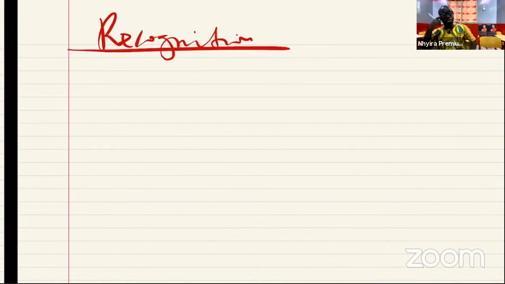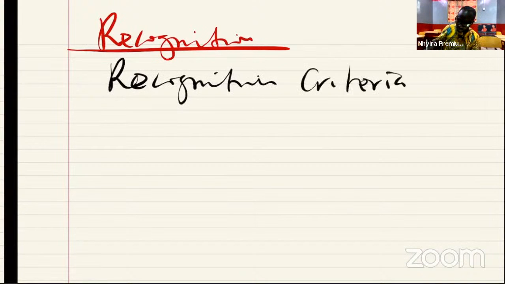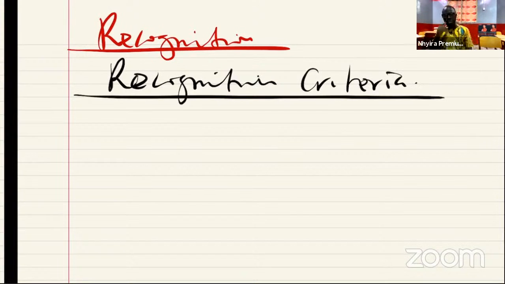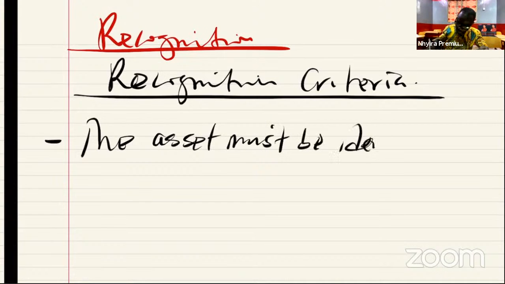To deal with the issue about recognition of intangible assets, the first thing we talk about is what? The recognition criteria. So what is the recognition criteria for intangible assets? Number one, it must be separately identified. So the asset must be identifiable.